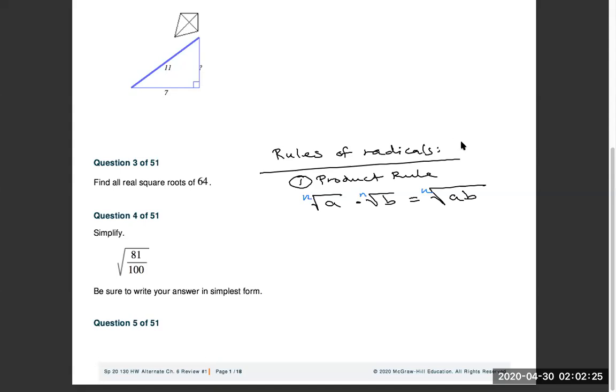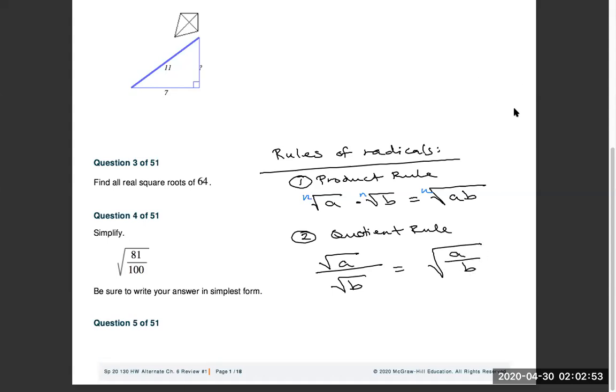Okay. The second rule is quotient rule. And for this one, you have the root of A divided by the root of B, and that gives you the same thing as root of A over B. Again, the index can be any number as long as it is the same.